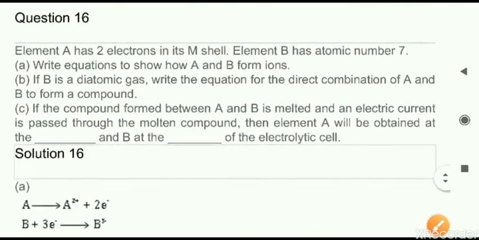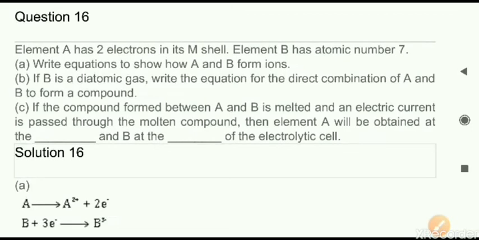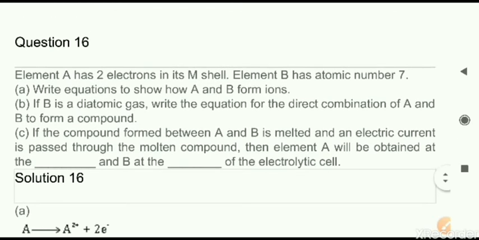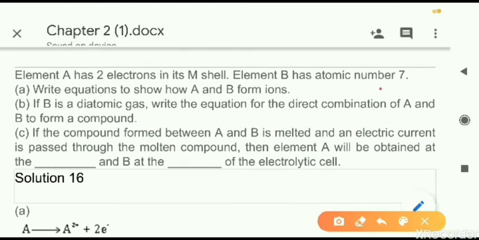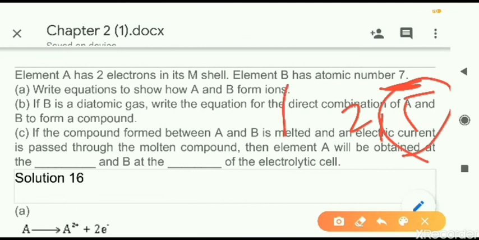Question 16 now. Here element A has 2 electrons in the M shell, the outer shell. Next, B has atomic number 7. Don't confuse: for element B, they have given the atomic number, not the outer shell. For element A, they have given the outer shell electrons. So if the atomic number is 7, we can break it as 2, 5. So the outermost electrons for B are 5. For A, outermost electrons are 2.